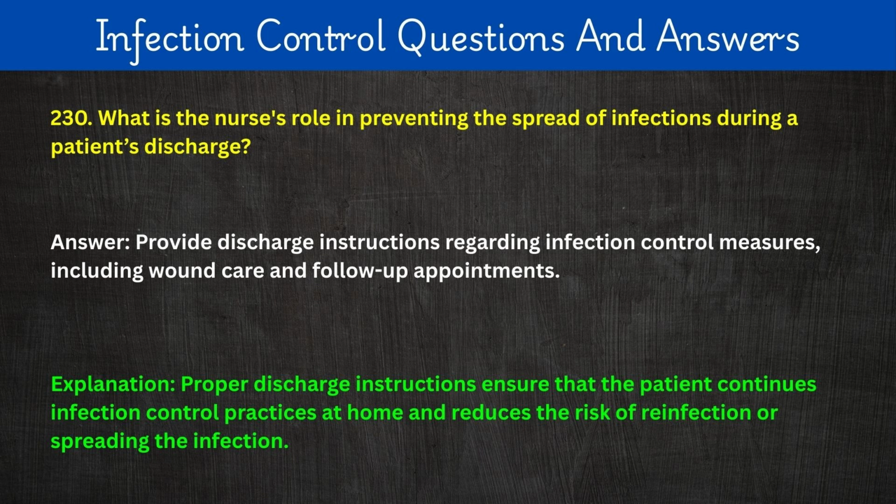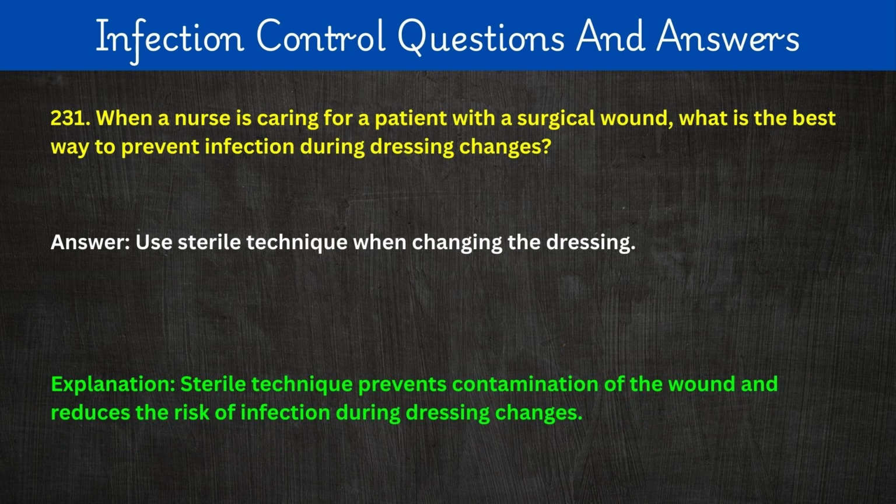230. What is the nurse's role in preventing the spread of infections during a patient's discharge? Answer. Provide discharge instructions regarding infection control measures, including wound care and follow-up appointments. Explanation. Proper discharge instructions ensure that the patient continues infection control practices at home and reduces the risk of reinfection or spreading the infection.